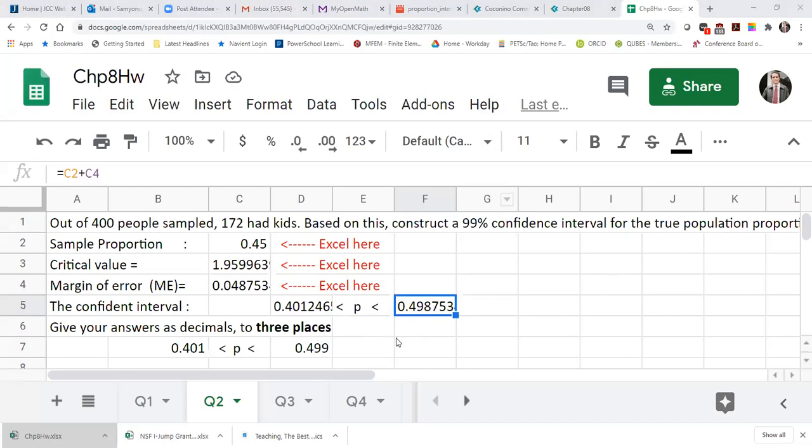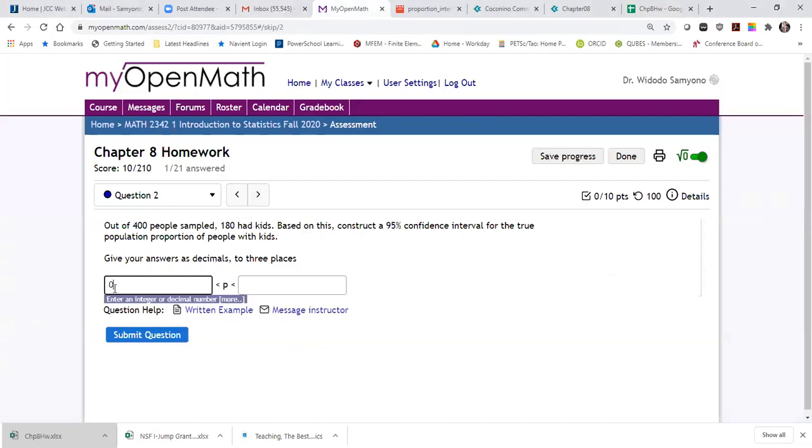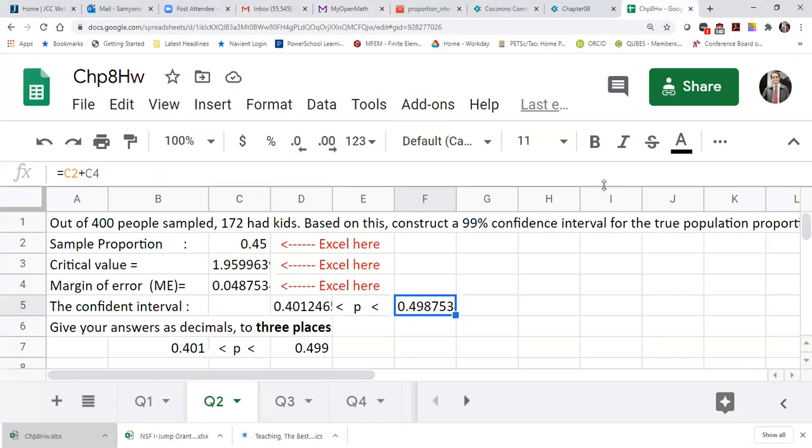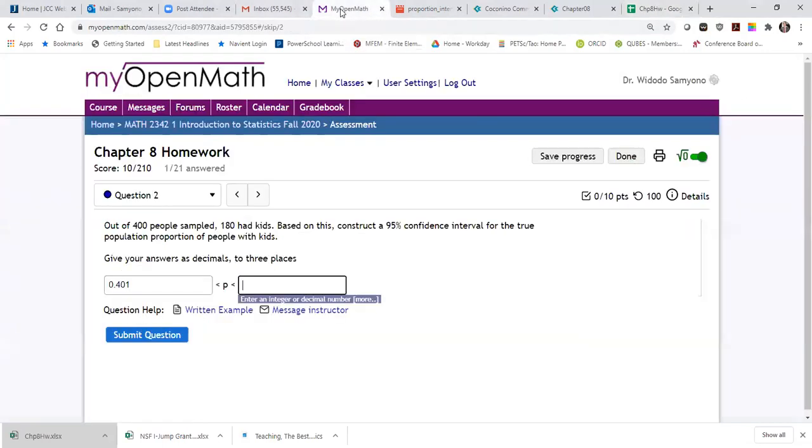Okay, so now you need to put in 3 decimal places, so automatically you put the answer down here. On the left side you have 0.401, right? So this one is 0.401, okay. And on the right side you have 0.499, right? 0.499.